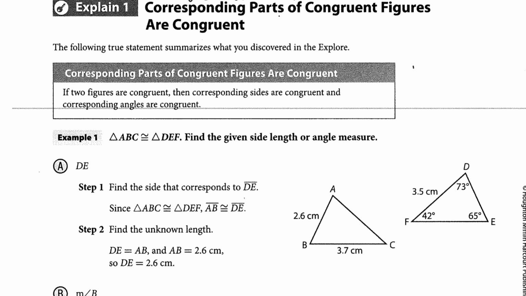The following true statement summarizes what you discovered in the Explorer. If two figures are congruent, then corresponding sides are congruent and corresponding angles are congruent.